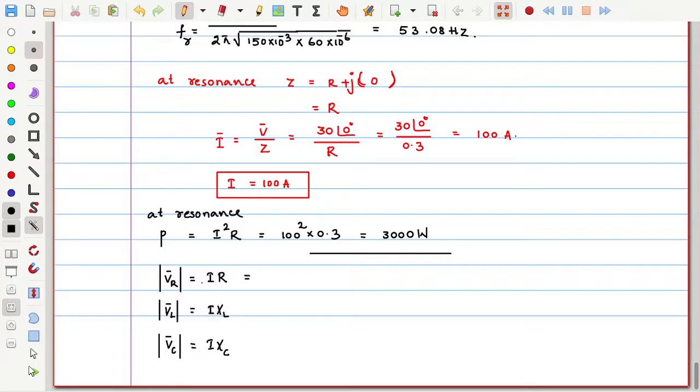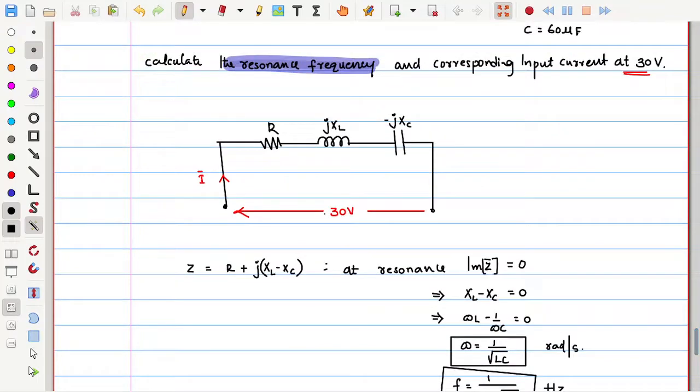Now tell me, how much is I into R? I is 100, 30, sir. R is 0.3. This is equal to 30 volts. Could you observe that VR and total voltage V are the same? See here, total voltage is 30 and resistor voltage is also 30.